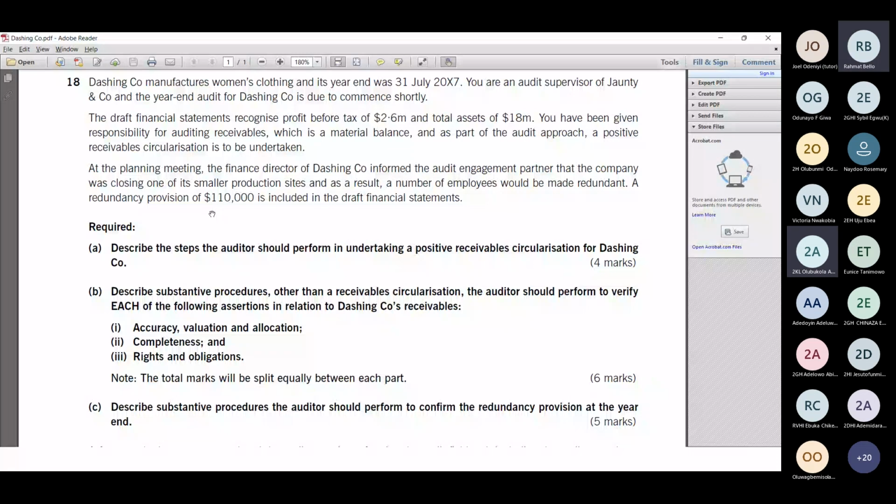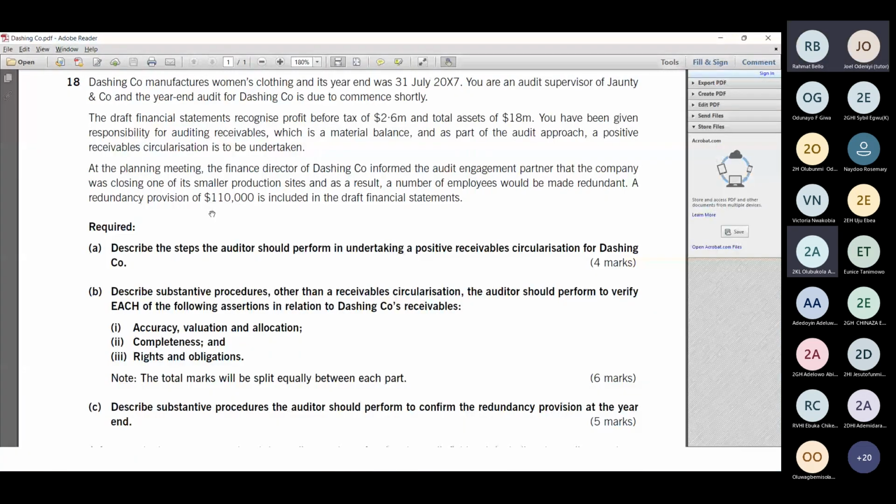So you calculate 195,000 divided by 2.6 million. That will help you determine the percentage, and then you compare it to the threshold. That will help you determine if that figure is material.